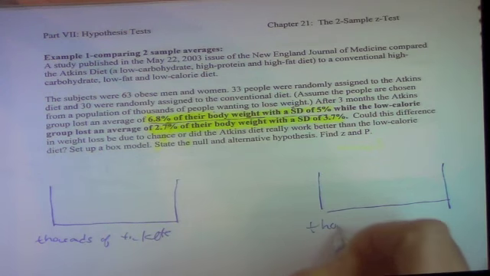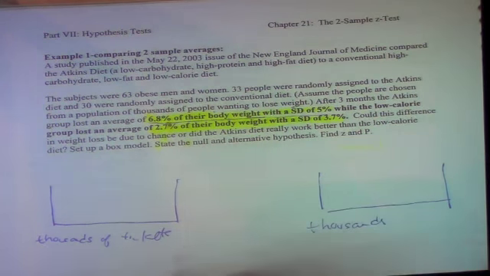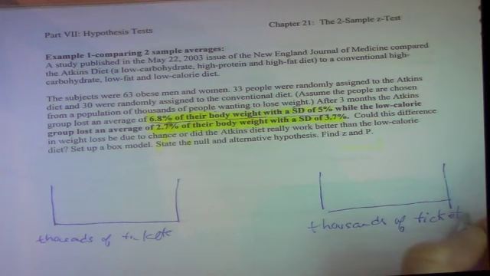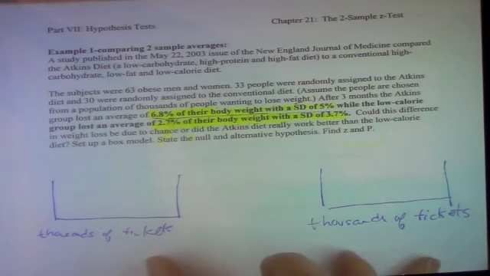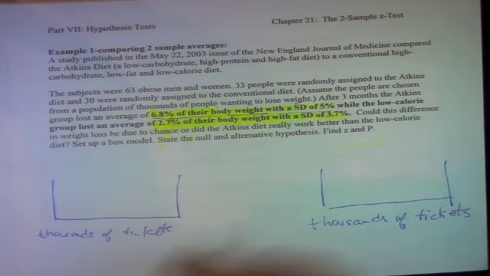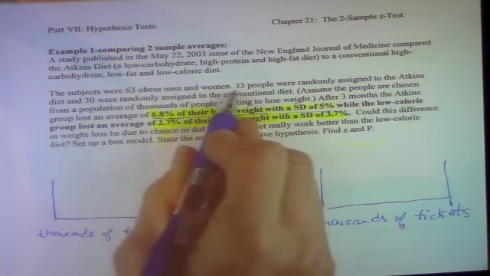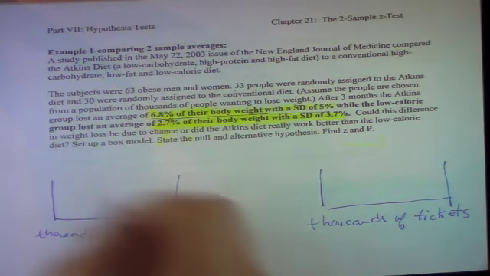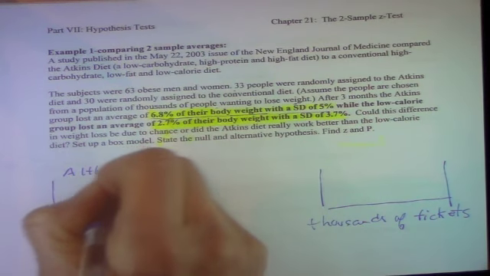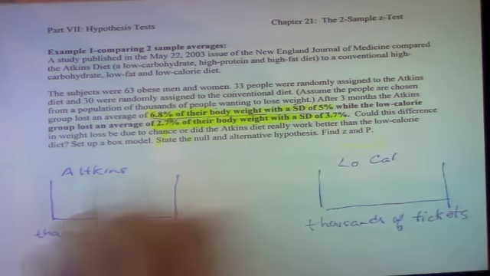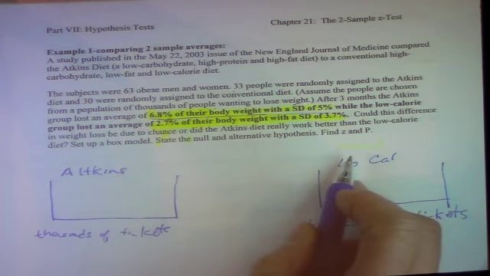But it's very expensive to do these experiments. They monitor these people very carefully and keep track of exactly what they eat, so they can't cheat, and it's extremely expensive to do it on thousands. So instead, out of those thousands of people, they pick 63 people. And they pick 33, so there are thousands of tickets. Let's call one of them the Atkins box, and the other one we'll call the low calorie, the conventional. This is the new one and this is the old one.